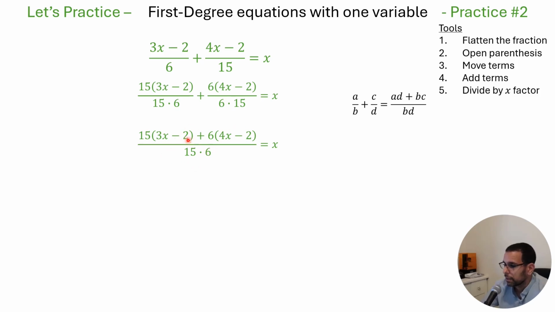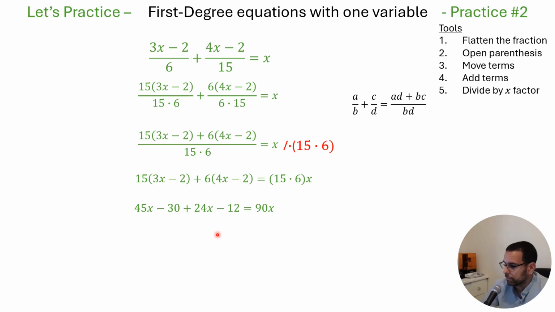Let's multiply both sides of the equation by the denominator, and this multiplication cancels out the denominator right here, and I get this expression, which is flattened. That's why I call it flattened fraction, even though it's not a technical term, but you know what I mean. Now let's open the parentheses, and we get this term.